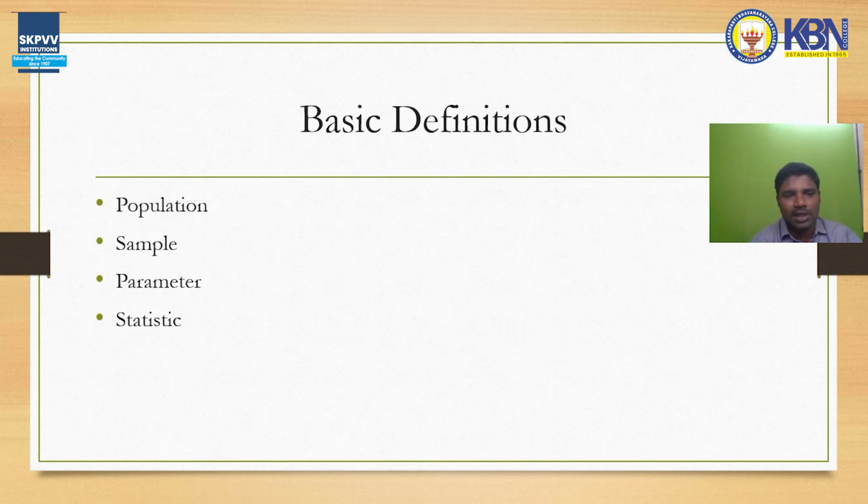For example, if we are considering the Indian population, then all the individuals come under our population. Next, sample. What is a sample? A sample is a part of the population. You can take any particular observation from the population, and that will be called a sample.